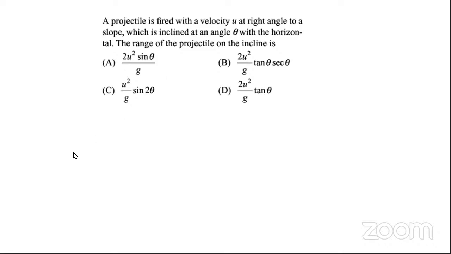Alright, let's start. See, the question, if we draw a diagram for it, there is a slope at an angle theta and a projectile is fired at right angle to it and it reaches the surface of the slope again. Alright, the velocity it is given is u and we have to find the range.